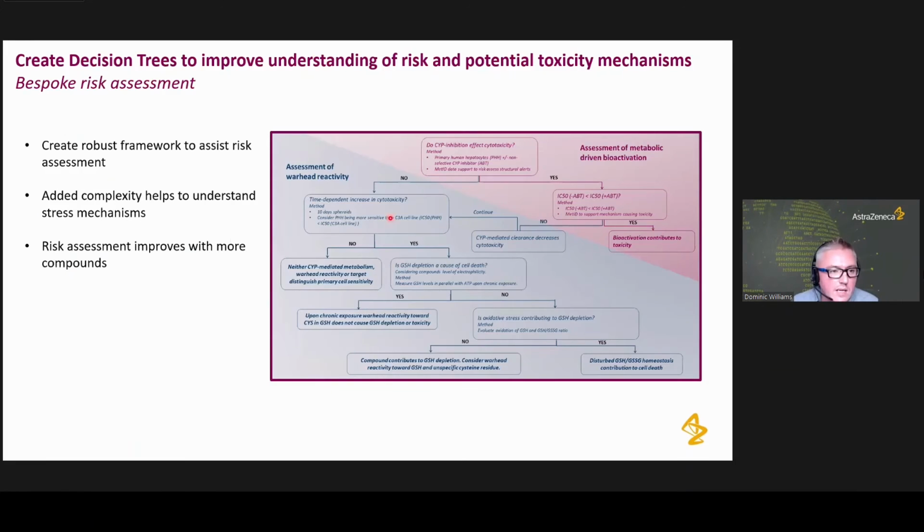to give us the first indication of where that risk may actually lie. And this can lead to us, we've put together quite detailed decision trees that allow a really robust framework to assist risk assessment. It is quite complex. I won't go through this, but I'm sure we'll be able to access the slides after the talk. You can see that we make risk assessment decisions on each stage of the decision tree. And these don't have to be set in stone, but obviously the more compounds we put through this, the better idea of the risk we are facing with each of the compounds.